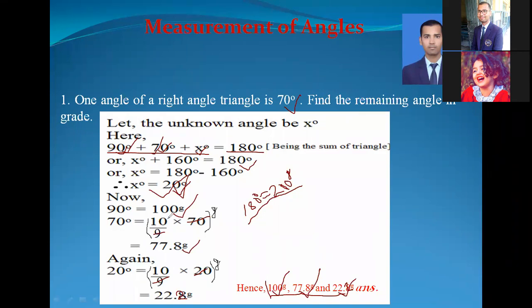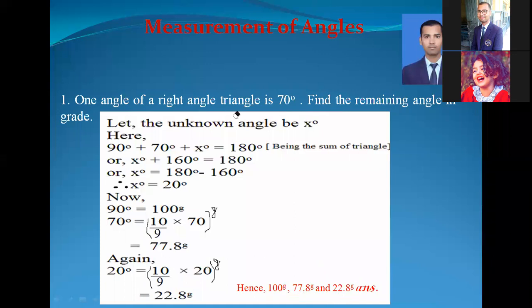By applying 10 by 9, 9 grade is equal to 1 degree. In this way, we have other questions to find. So don't be confused, students. This is 22.2, this is not 20. This is 22.2 grade. By mistake it happens, but this is 22.2. So don't be confused.